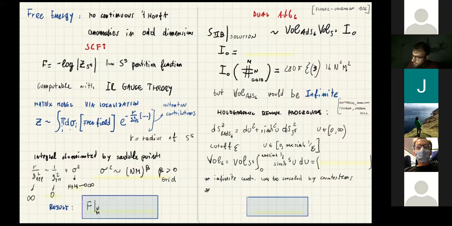And from the free field description, we can compute this limit. And this matches with the holographic quantity. So we need to compute the holographic quantity. So how do we compute the holographic quantity?